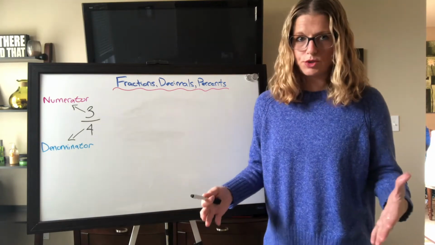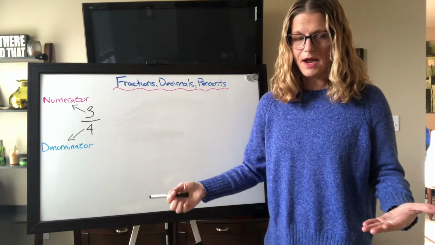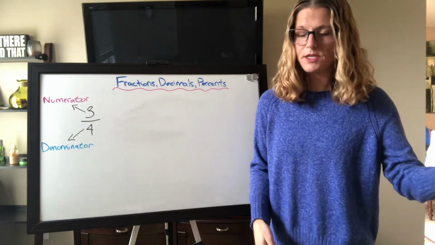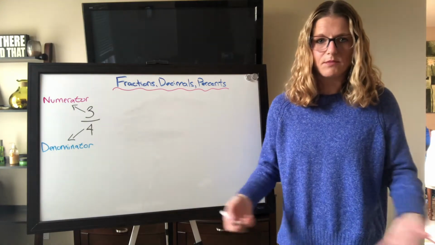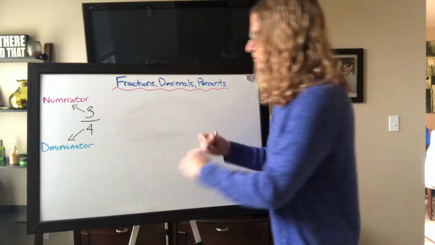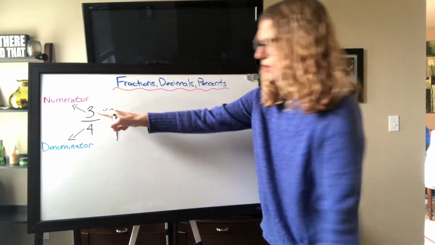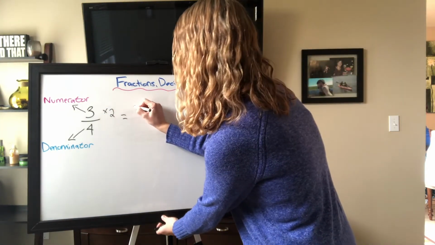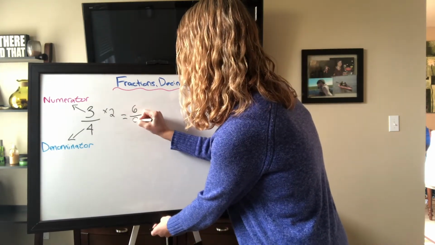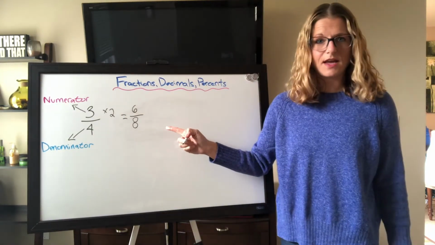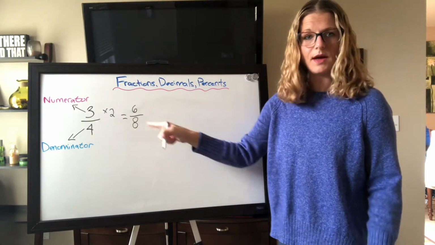Whatever you do to the numerator, you must do to the denominator. So that just means whatever you do to the top, you must do to the bottom. So in this case, we'll do the easiest thing. We'll multiply it by 2. So you multiply by 2. So 3 times 2 is 6. 4 times 2 is 8. That is an equivalent fraction. So 3/4 is equal to 6/8.